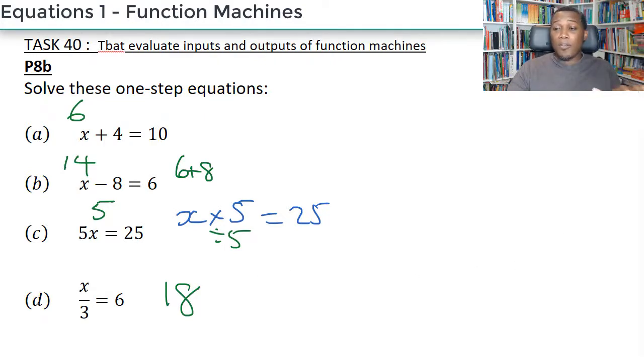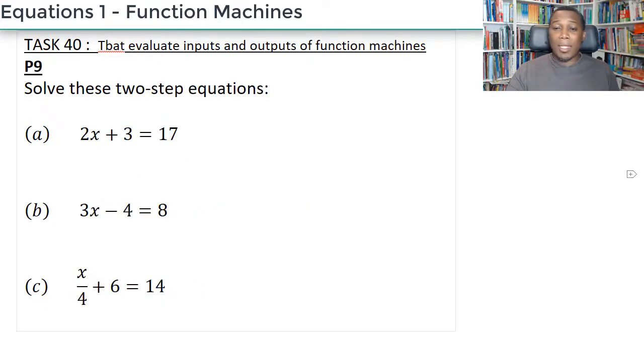Now, to finish off for today, we want to use this same strategy. You should be in that zone using the function machine. We want to be doing that with two-step equations. Use your function machine method to solve these two-step equations. I'm just going to do the first one.